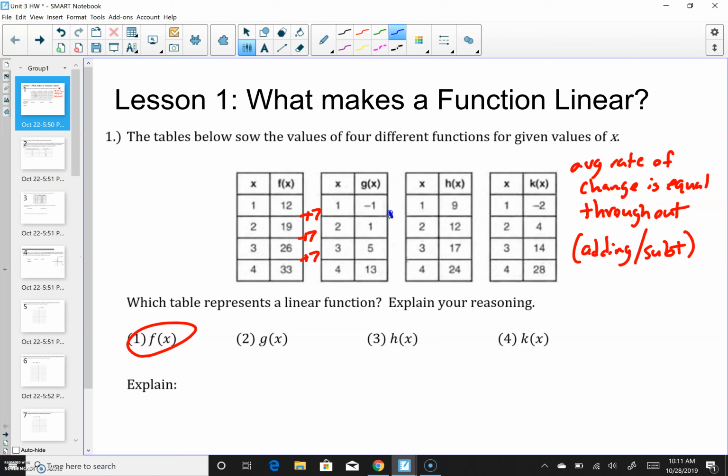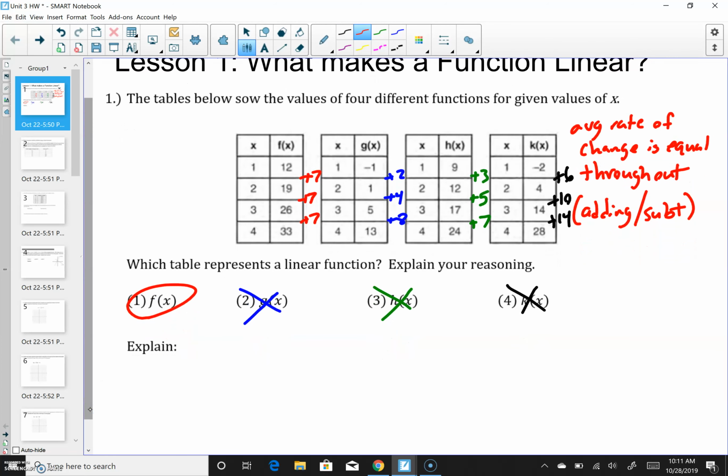If we look at g of x, we are plus 2, we are plus 4, and then we are plus 8. Well, that's not the same every time, so not a linear function. H of x, we're plus 3, we're plus 5, and plus 7. Again, not the same rate of change every time. And then last but not least, we are plus 6, we are plus 10, and plus 14. So that's not the same every time. So the only one that is going to be a linear function is going to be table 1.